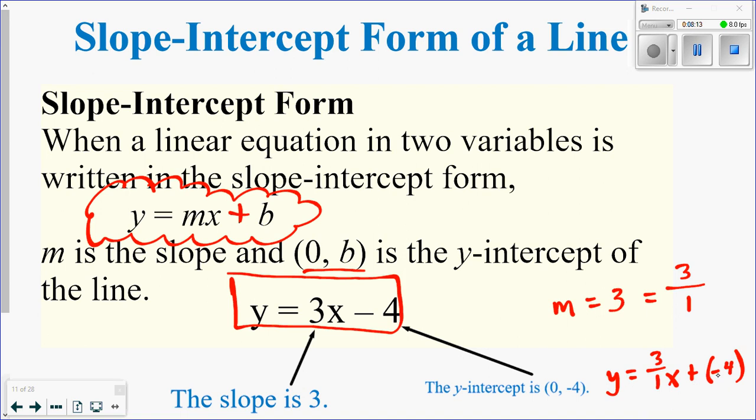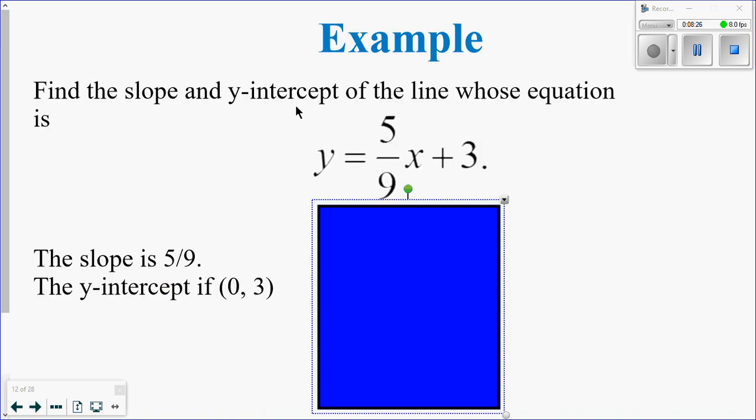Obviously, we're not going to write that because it looks super messy. This is much cleaner. The cool thing is now you don't have to do your tables and do the same problem 3 or 4 times and plot it. You can actually plot it from this information. So find the slope and y-intercept of this line. All right, so our slope is 5 over 9, and the y-intercept is (0, 3).